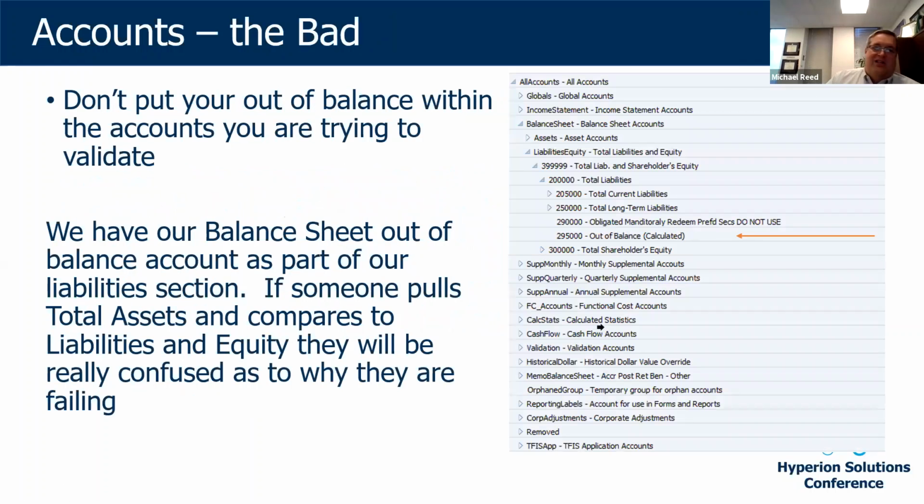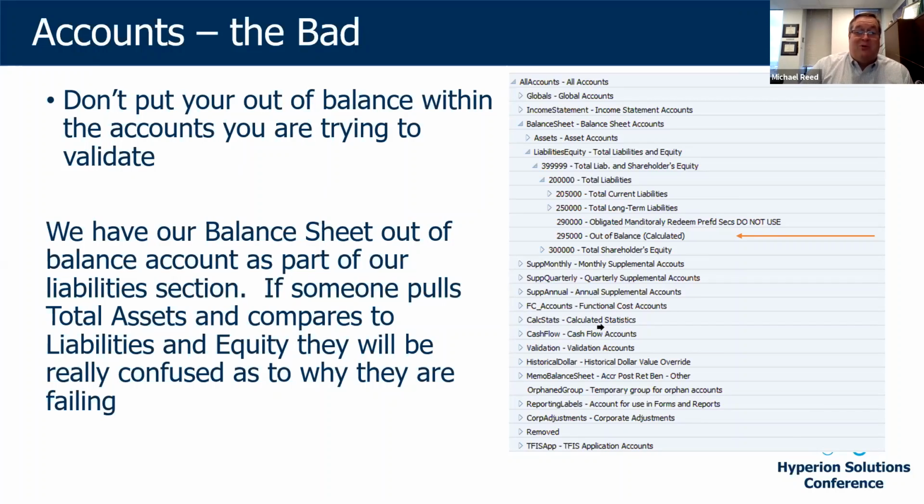The bad. This is one of the dumbest things I've ever seen designed in an application, and it is still in my production HFM application after 20 years. We have an out of balance account that checks our assets versus our liabilities and equity. The out of balance that's calculated is then written to an account that is part of our liability section.